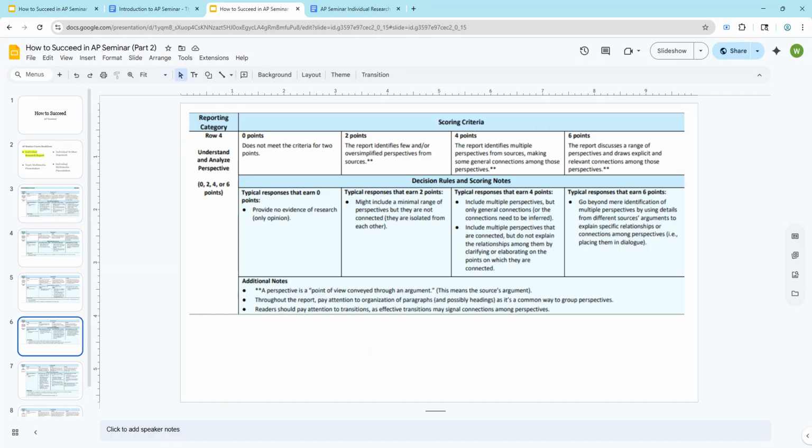Row 4. Understand and analyze perspective. 6 points. The report discusses a range of perspectives and draws explicit, direct, and relevant connections among those perspectives. Typical responses that earn 6 points go beyond mere identification of multiple perspectives by using details from different sources' arguments to explain specific relationships or connections among perspectives. For example, placing them in dialogue. You want the different sources to appear as if they're having a conversation with one another and building upon one another's ideas.